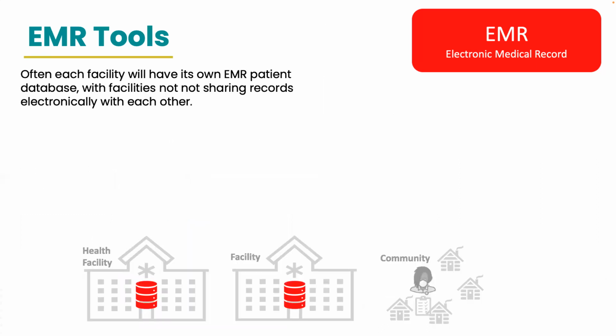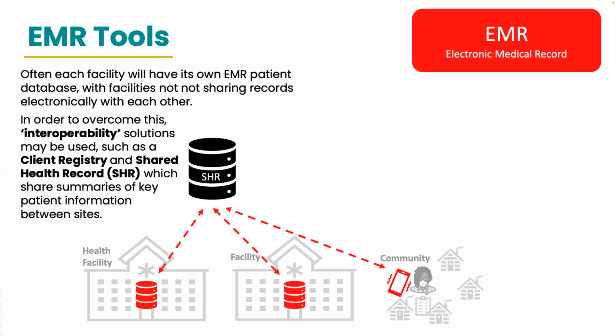So as I mentioned, one of the problems with an EMR is that each little facility has its own patient database. So if a patient goes from one facility to another, their record doesn't follow them. To get around this, we can use something called interoperability, and I'll explain a little bit more about this later. But for now, effectively, this means sharing data between different systems. So what you might find is a tool that helps share records between two facilities and even the community so that they can access each other's data, and that might be called a shared health record.